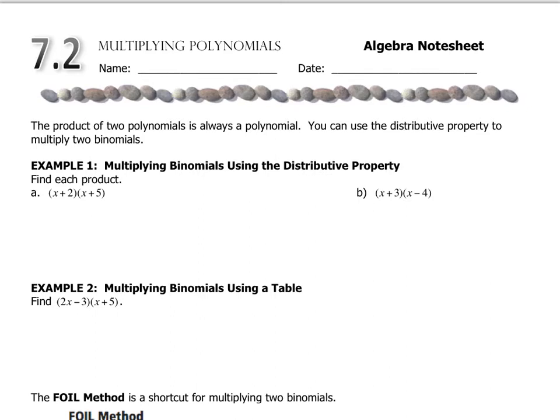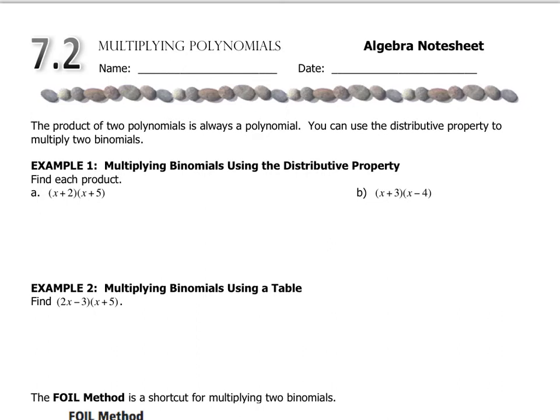The basic way is to do what we've known as the distributive property. And you've done the distributive property when you have one term on the outside of the parentheses. But if you look at this example, you can use the distributive property. You just have to remember that you have to distribute both pieces into the parentheses. So what we're going to do is we're going to take our x, distribute that into the x plus 5. Then we're going to take the 2 and distribute that into the x plus 5.